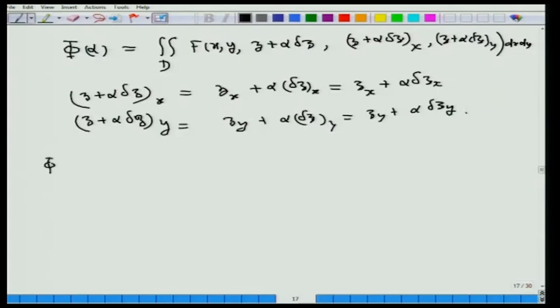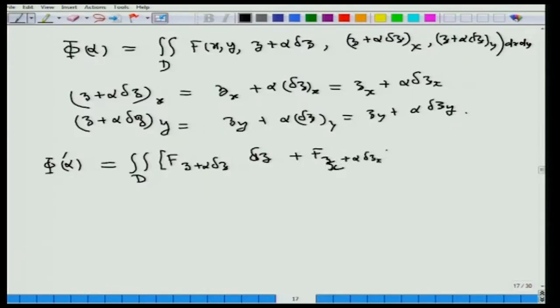So, now we differentiate this phi with respect to alpha, as we have been doing in the case of one independent variable, and so we get here f_z(z plus alpha delta z) into delta z plus f_{z_x}(z_x plus alpha delta z_x) into delta z_x plus f_{z_y}(z_y plus alpha delta z_y) delta z_y dx dy.